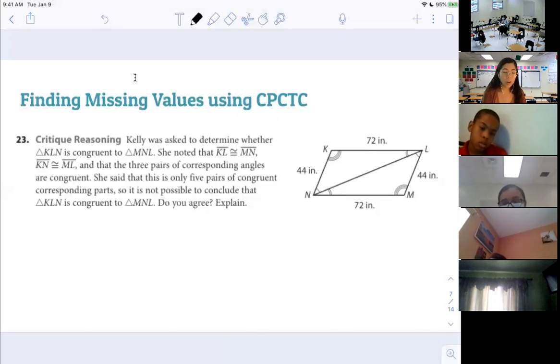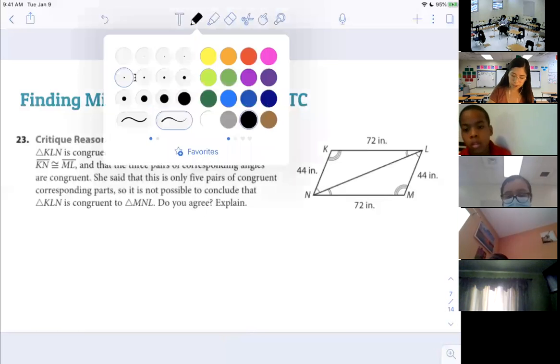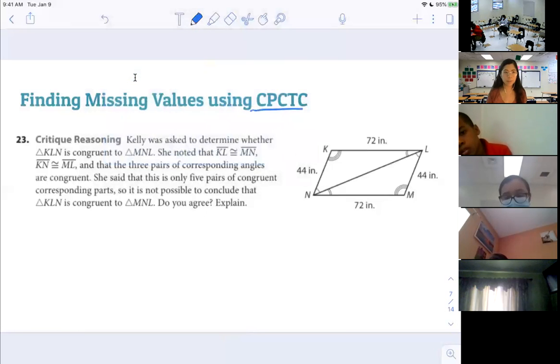Okay. So this goes back to the definition of CPCTC. Remember that what I said is every single pair of angles has to correspond. Every single pair of sides has to correspond. So let's go ahead and check what we have and see if it's enough information.